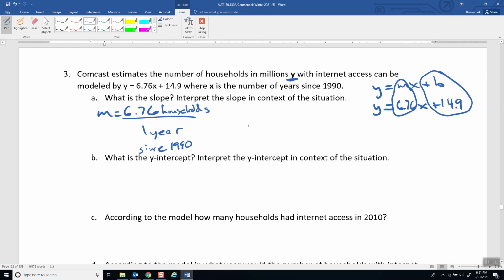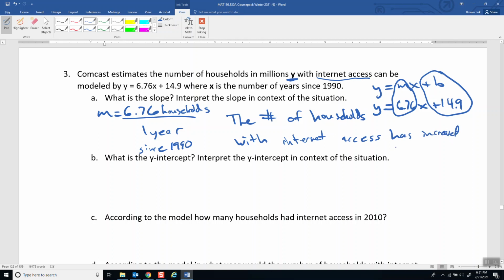Since it's a positive value, and we're representing houses with internet access, we're going to say the number of households with internet access, oh boy, I'm running out of space, has increased by 6.76 million per year since 1990. That's the interpretation of the slope.